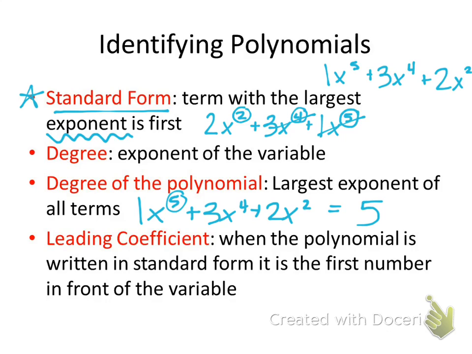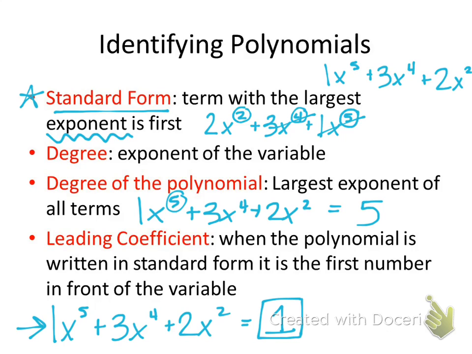Okay, so let's take the same one that we've been working with. 1x to the 5th plus 3x to the 4th plus 2x squared. My polynomial is written in standard form because I've got 5, 4, and 2. Those are my exponents. The leading coefficient would be the very first number that is in front of a variable. So my leading coefficient here is 1. Okay, that's all that it is.